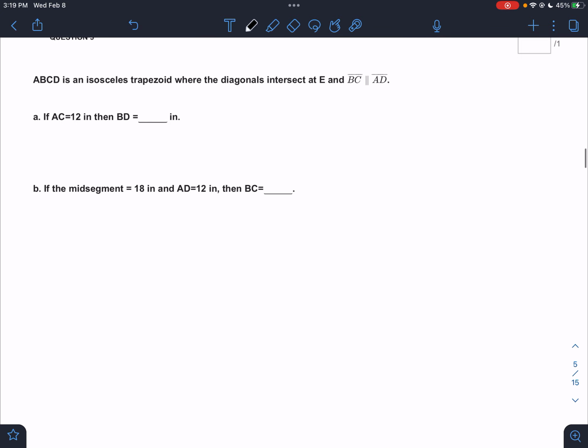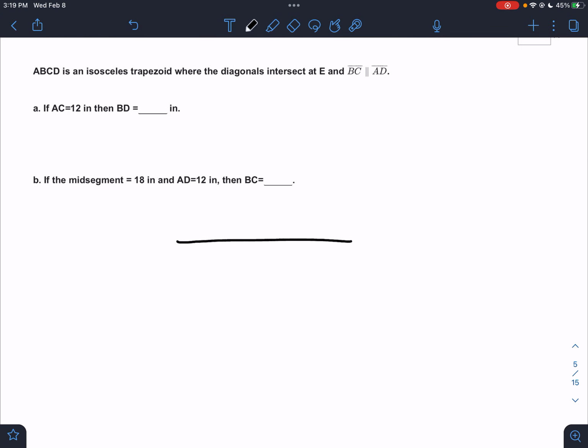Nice. We have an isosceles trapezoid. Let's go. Oops. Okay.